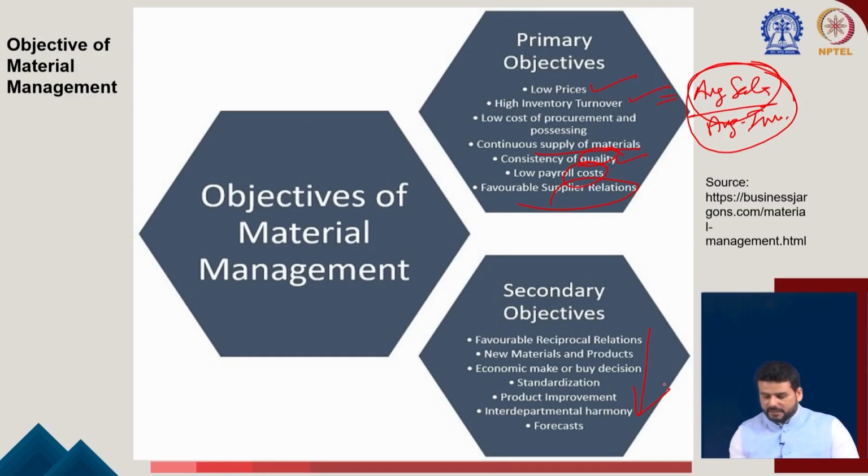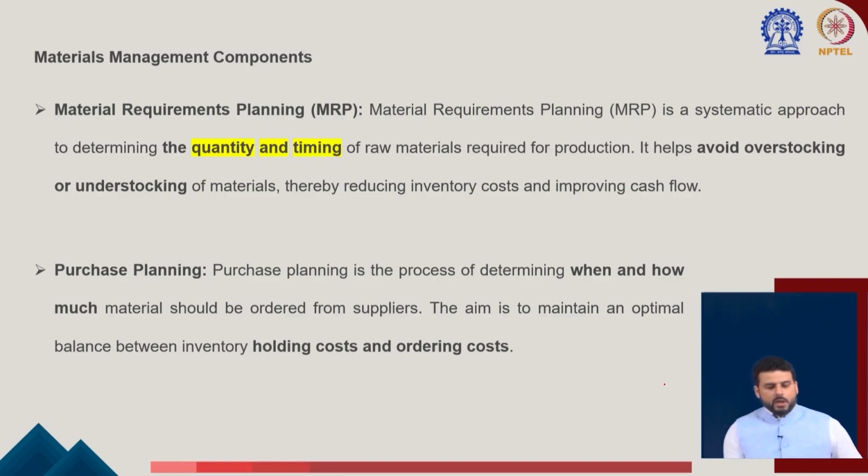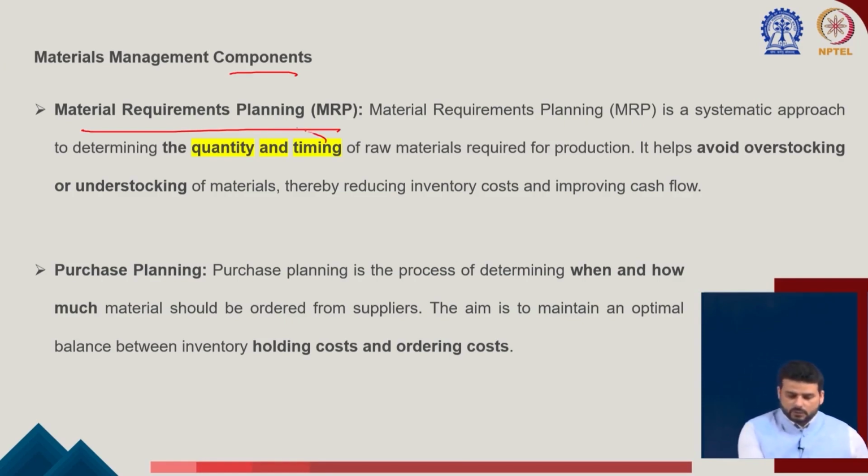So in material management, how you can ensure make or buy decisions, right, and product improvement. Forecasting is another very important technique we use to ensure the smooth supply of the material, right. Among material management components, MRP, you might have heard, we have software like ERP which helps ensure the quantity and timing of the raw material under material requirement planning, and purchase planning.